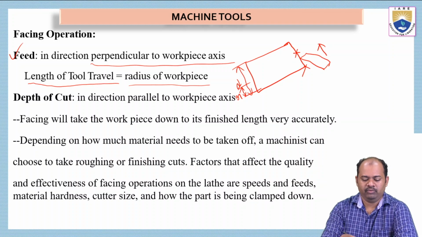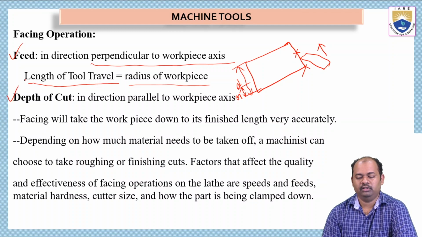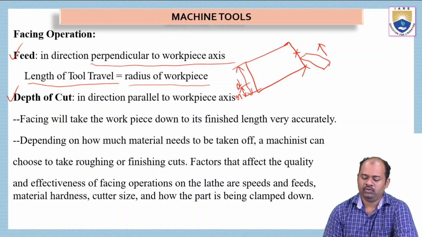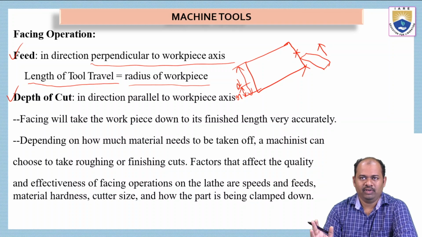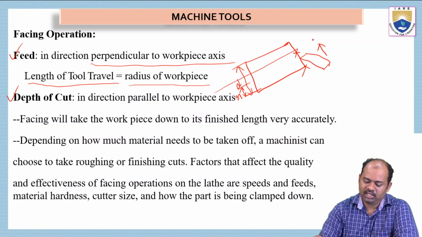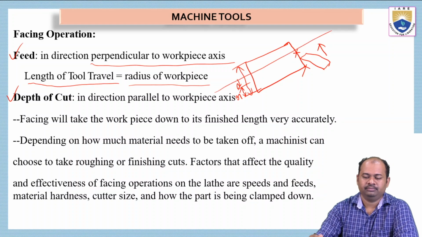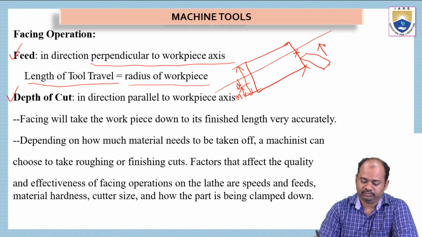And then when we see the depth of cut, so depth of cut is in direction parallel to the workpiece axis. So when we want to give the depth of cut, it should be given parallel to the axis. If this is the axis of the workpiece, we have to give the depth of cut in axis parallel to the rotation of the workpiece.